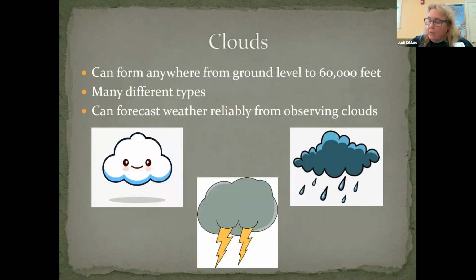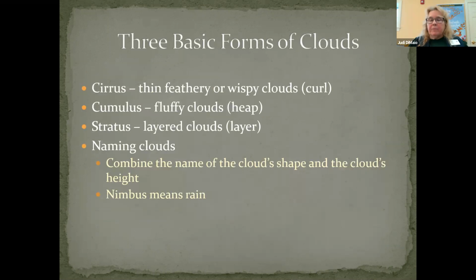Now we're going to talk about one of my favorite things, and I think one of the most obvious about weather, which is clouds. Clouds can form anywhere from the ground to 60,000 feet, and there's a lot of different types. And you can also learn to forecast weather reliably from observing clouds. Now, before I start, I just want to mention, like I said, there's a lot of different subtypes of clouds. And you don't have to worry about that now because there's 3 main types.